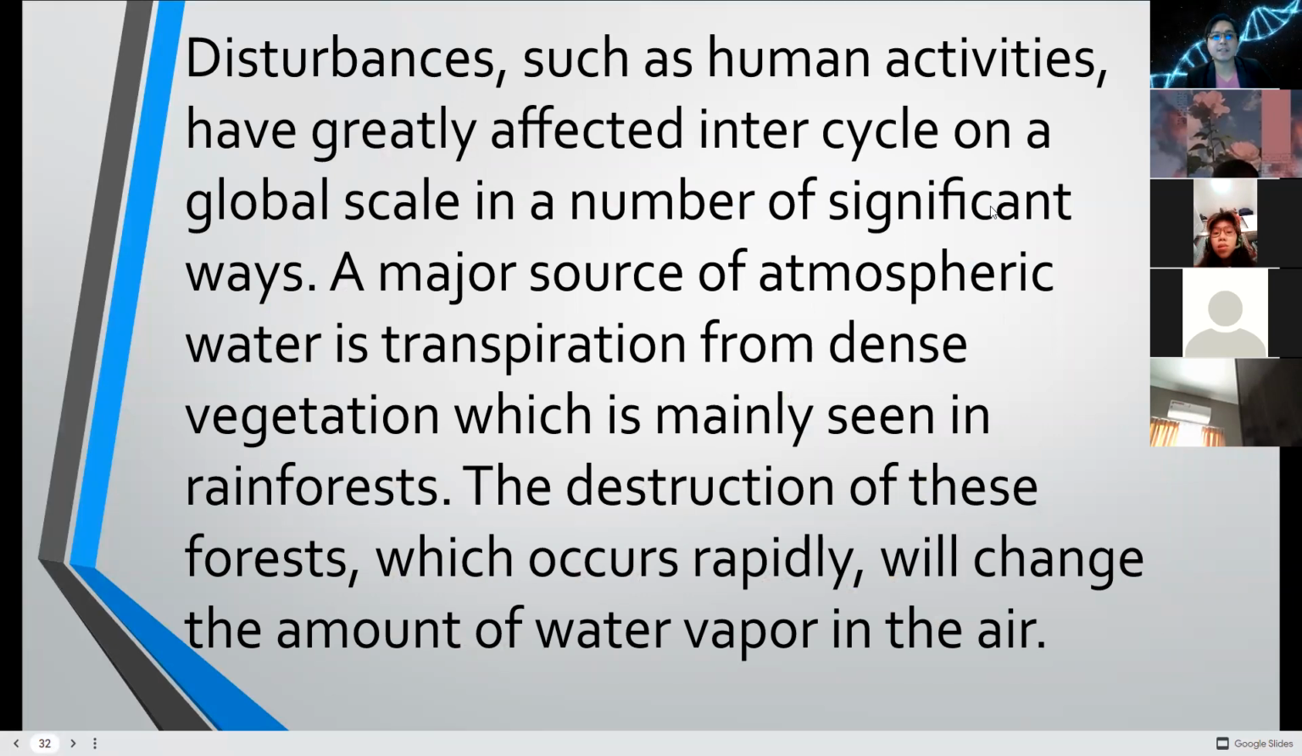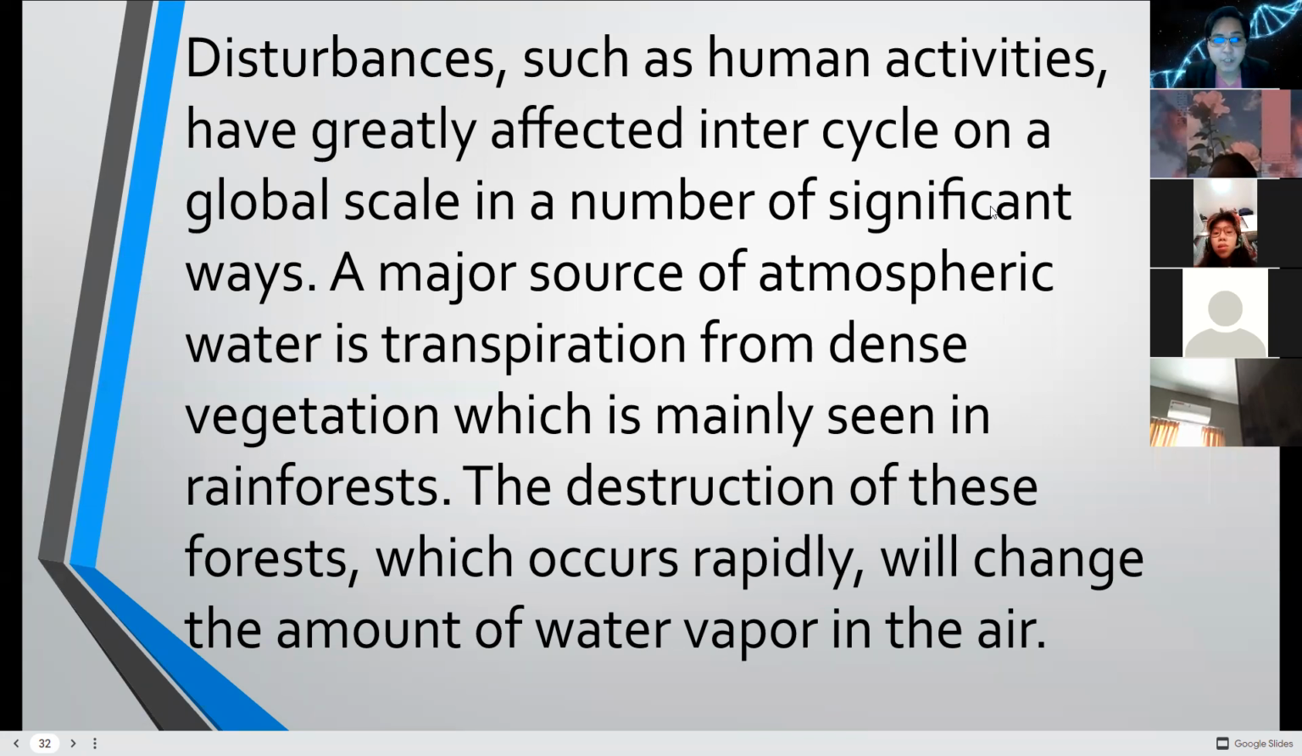Disturbances such as human activities have greatly affected the water cycle on a global scale in a number of significant ways. A major source of atmospheric water is transpiration from the dense vegetation, which is mainly seen in the rainforest. Okay, transpiration happens when water is converted into water vapor by plants. As you can see, early in the morning, if you are very observant with your plants, you can see water droplets coming from the stomata, but then again, you can observe it in the tip of your leaves.